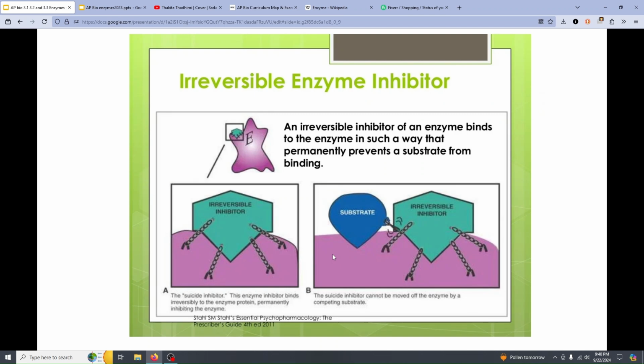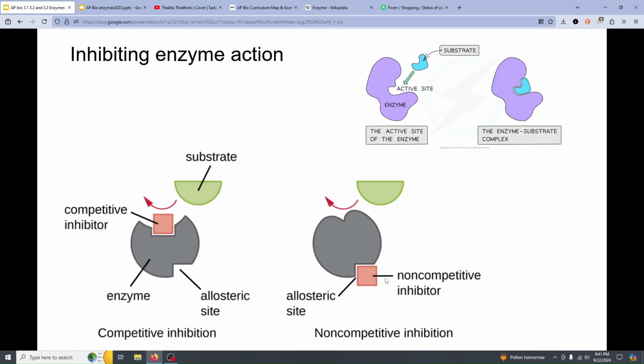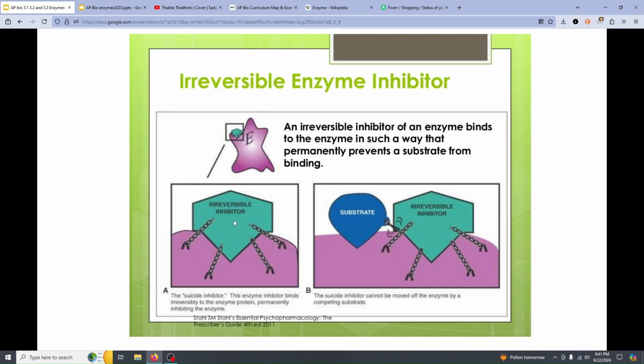And sometimes the binding of this inhibitor can be permanent. Okay, so it's called a suicide inhibitor. So you have an enzyme, and usually when you have an inhibitor that competes for the space, it binds and it goes away. Or even when it comes and binds to the allosteric site, it binds and it goes away. But some inhibitors are designed so that when they come and bind, they bind irreversibly. And therefore, that enzyme is no longer active, permanently inhibited. So these inhibitors are called suicide inhibitors, and the substrate cannot move them away. So this is called irreversible enzyme inhibition.